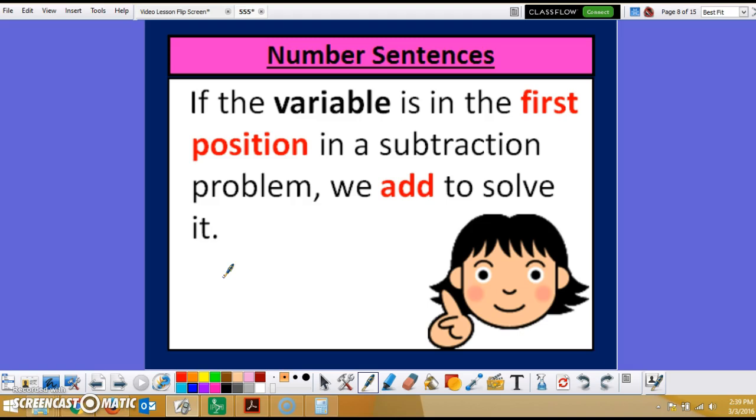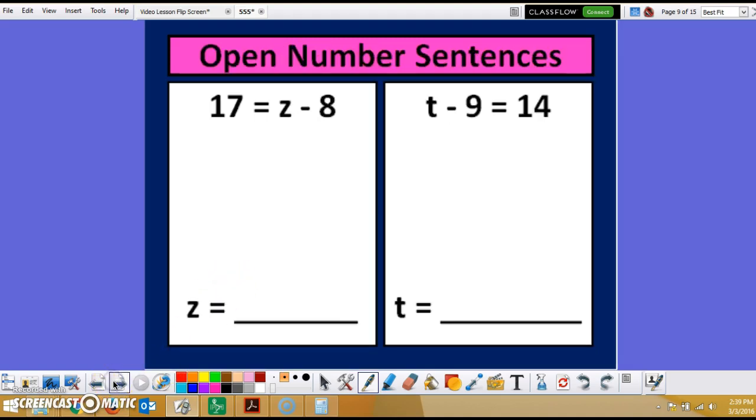If a variable is in the first position in a subtraction problem, then we again do the inverse. This is the only time it may get a little tricky, because here you might think you would just do what you typically do. The first part of this subtraction problem is the variable, z minus 8. The first part of this subtraction problem is the variable, t minus 9.